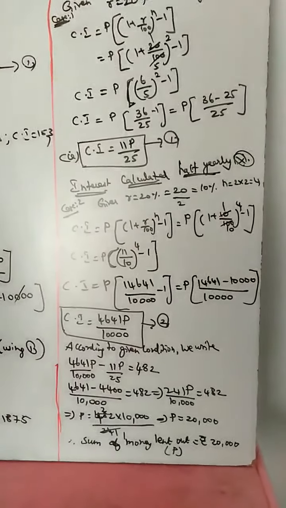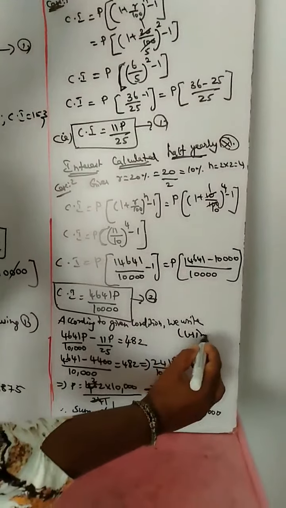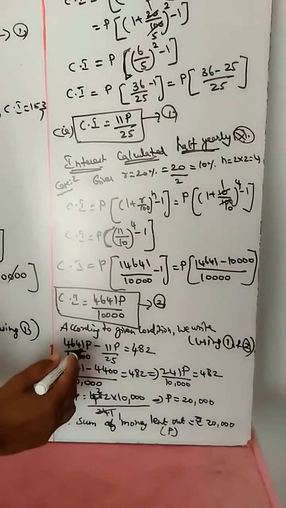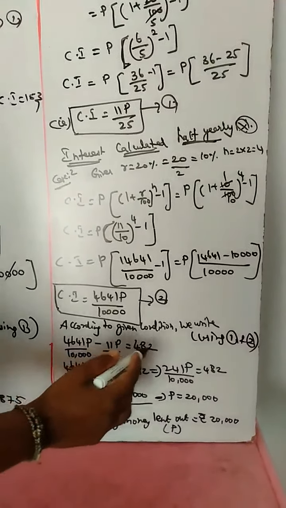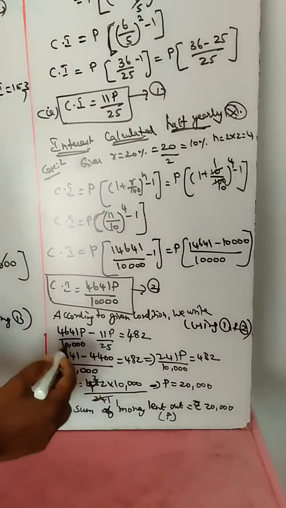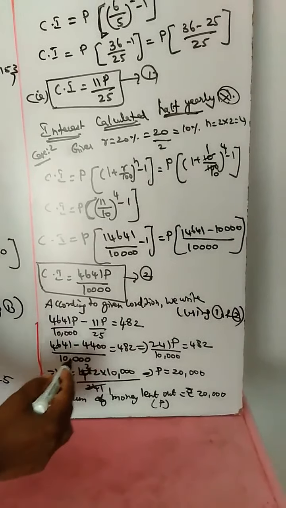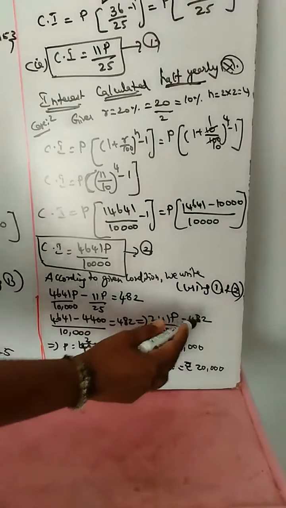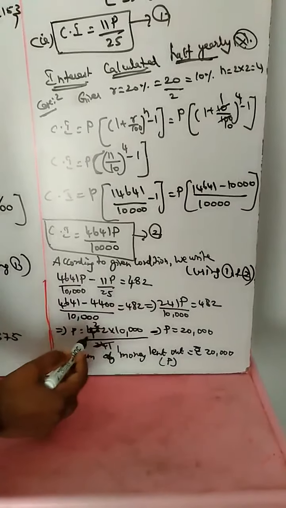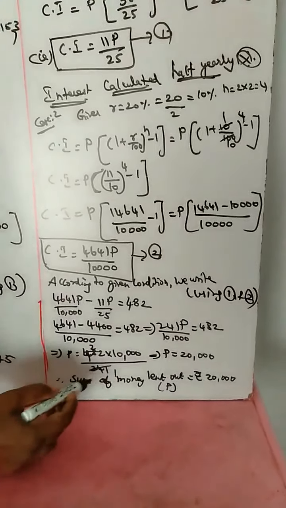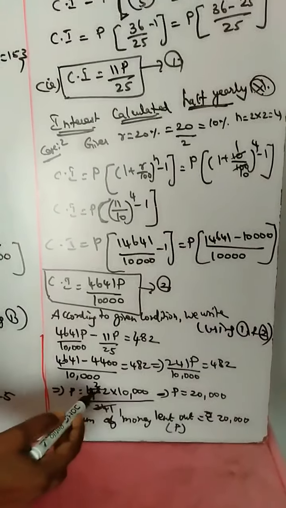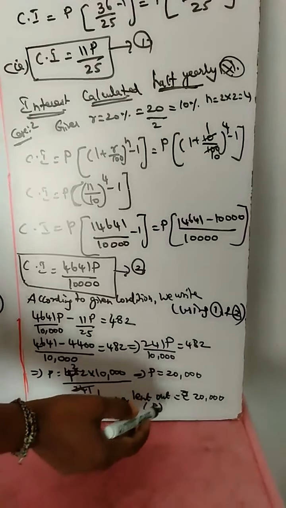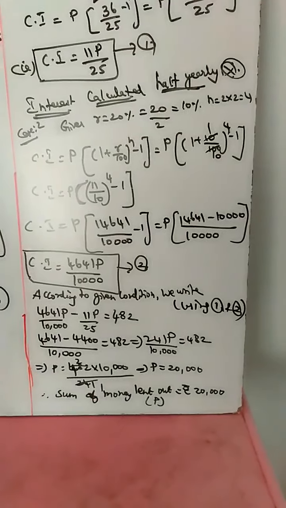Then according to the given condition, that is using 1 and 2, we are writing the difference. That is 4,641 P by 10,000 minus 11 P by 25 equal to 482. So if you take LCM, we will be getting 4,641 minus 4,400 whole divided by 10,000 equal to 482. So after subtracting, we will be getting 241 P by 10,000 equal to 482. Keep P one side and take others to other side, that is 482 and 10,000 by 241. By 241 table, if we cancel, this is 1 time, this is 2 times. So 2 into 10,000, which is equal to 20,000. That is sum of money lent out. That is P, which is equal to rupees 20,000.